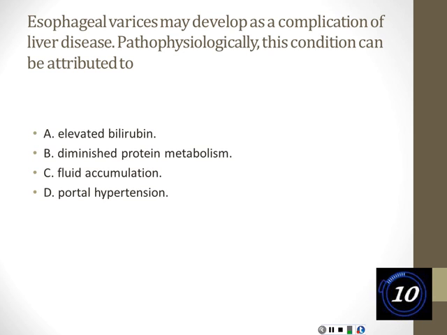All right, split between A and D. So the correct answer there is portal hypertension. So esophageal varices are those big dilated veins around the esophagus, and they get like that because in liver disease, blood has a hard time getting through the liver. So it backs up in front of the liver and causes all of the veins of the digestive tract to get kind of big and boggy and fragile.